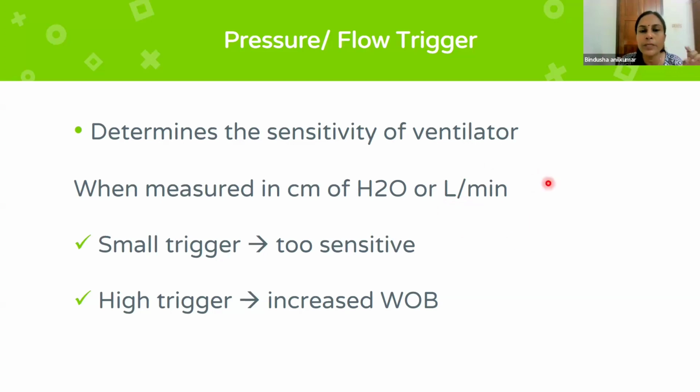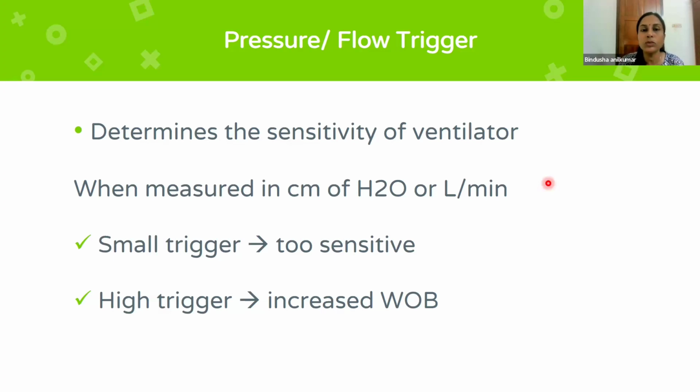Another thing is that flow can also be set as liters per minute. Here also you can see the absolute value. If that absolute value is closer to 0, that is a small trigger, it will be very sensitive. And if it is away from 0, that means a high value, the ventilator will become less sensitive.